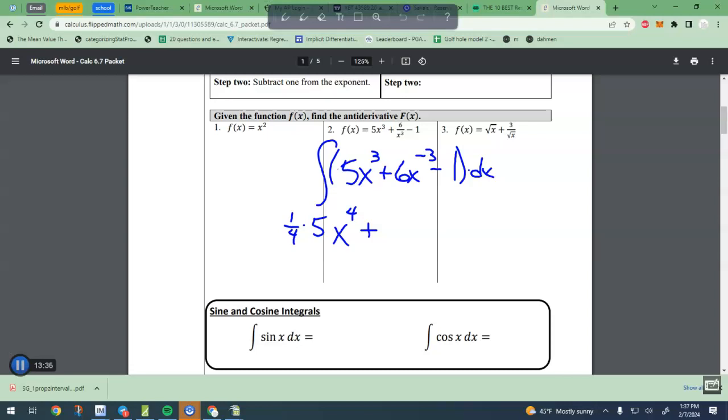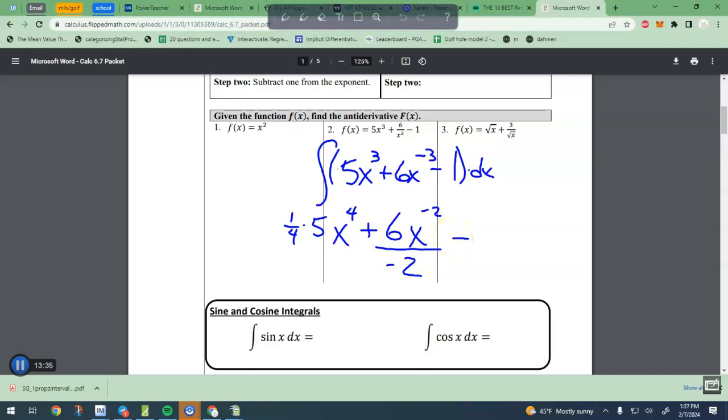You can. Or you can do 5/4 x to the 4th. I'm just showing where it's coming from right now. That'll be my next step. Add 1 to the power, -2, divide by the new power. I'll clean it up in the next step.